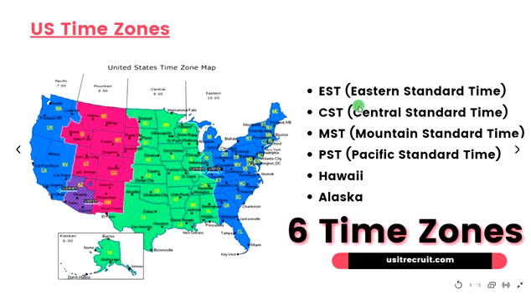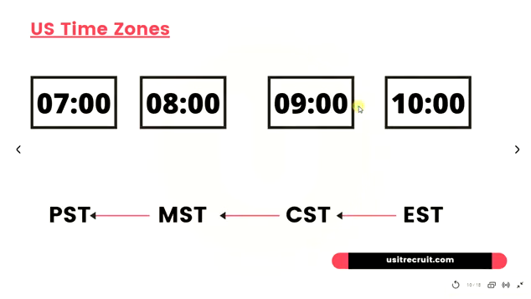Let's move forward and see the difference between the US time zones. As you see here, Eastern Standard Time, Central Standard Time, Mountain Standard Time, and Pacific Standard Time. Eastern Standard Time is ahead of all the other standard times. The difference between each time zone is 1 hour. When you go gradually from EST to PST, the time decreases by 1 hour.